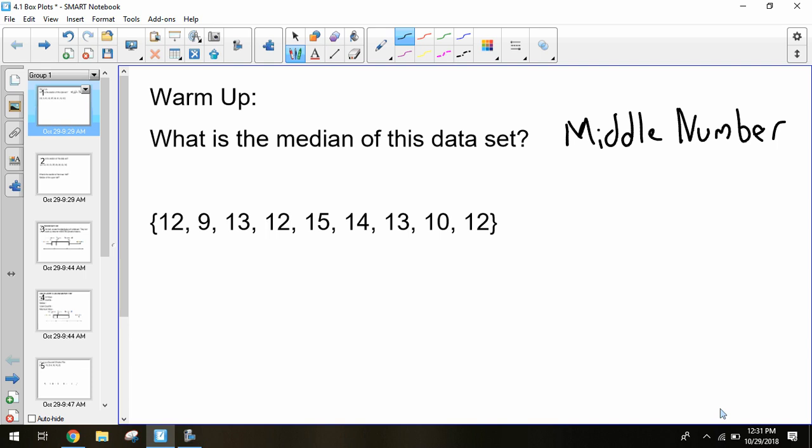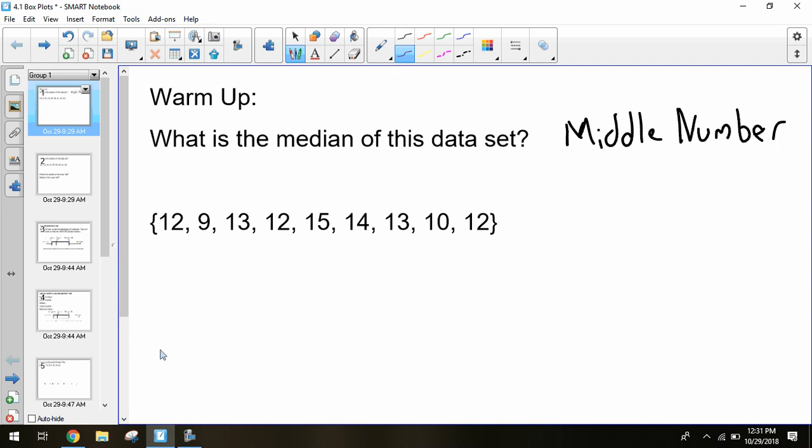So if I want to find the middle number of this data set, do I need to do anything to it first? What do I need to do? You need to put it in order. I need to put it in order from least to greatest. So we need to rearrange this data set before we can find the median.